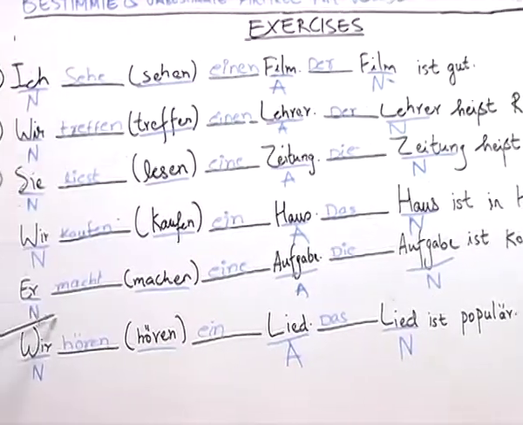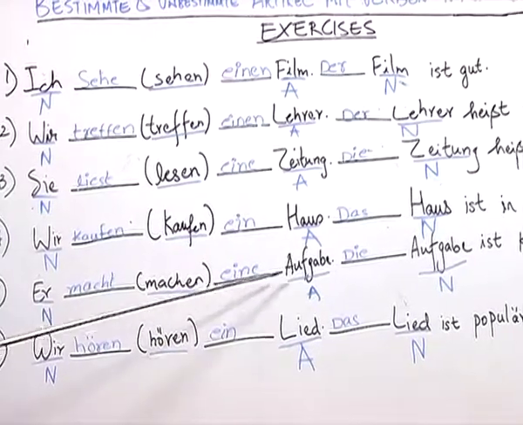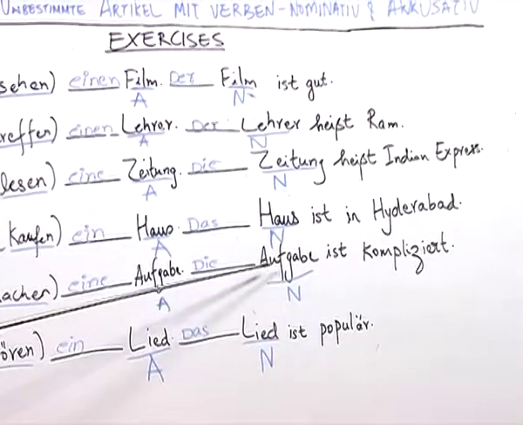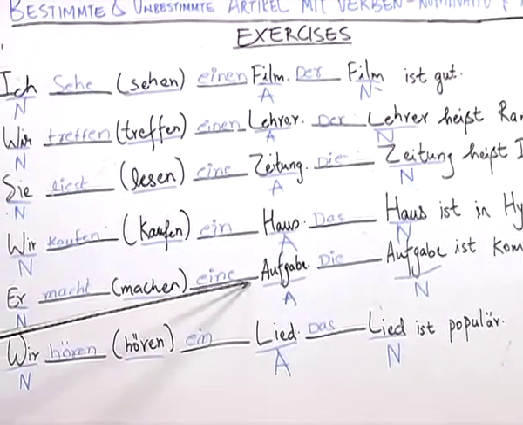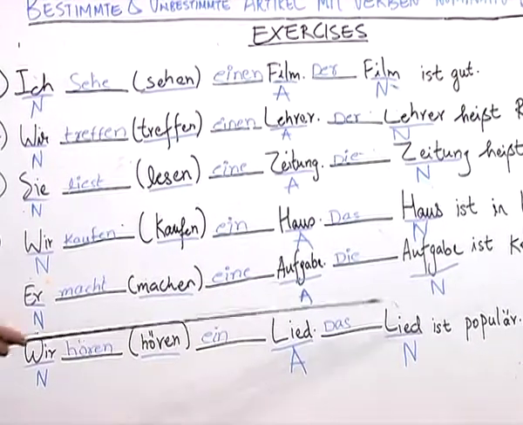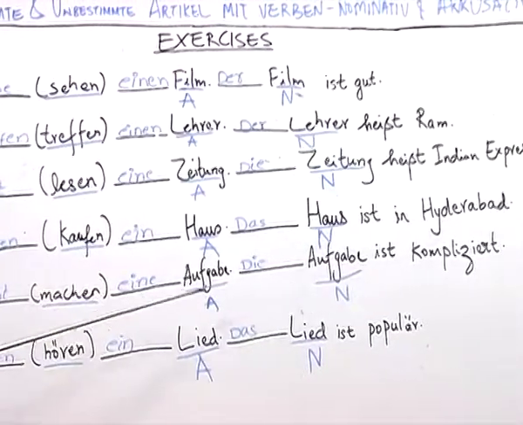Look at sentence number 5. Macht eine Aufgabe. Die Aufgabe ist kompliziert. The noun Aufgabe means task or job or work, and the adjective kompliziert means complicated.